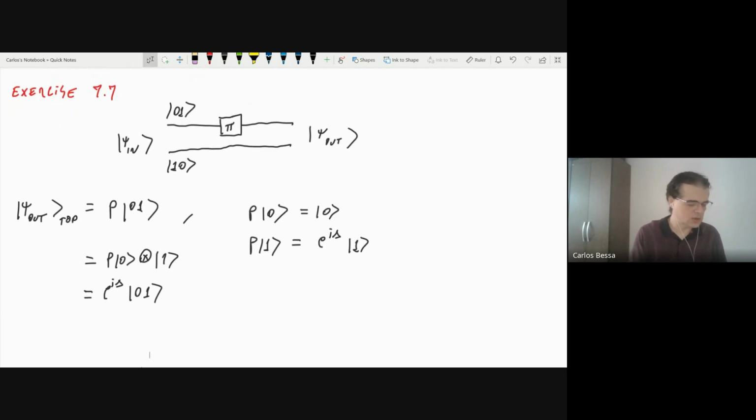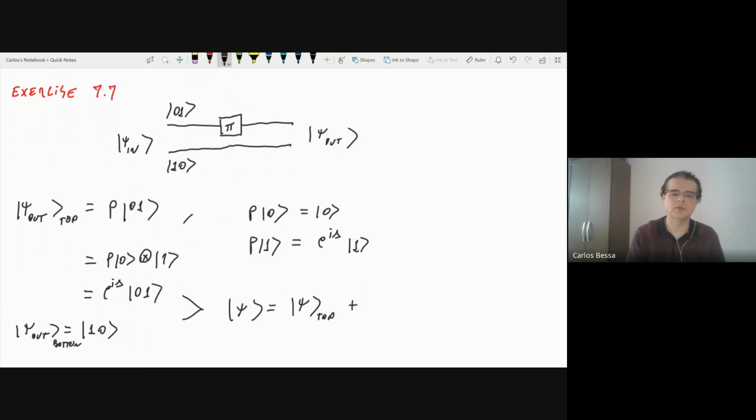And in the bottom, nothing happened. See out is just 1, 0 applied to identity, right? In the bottom. And the total psi is just psi in the bottom, the top, plus psi in the bottom.